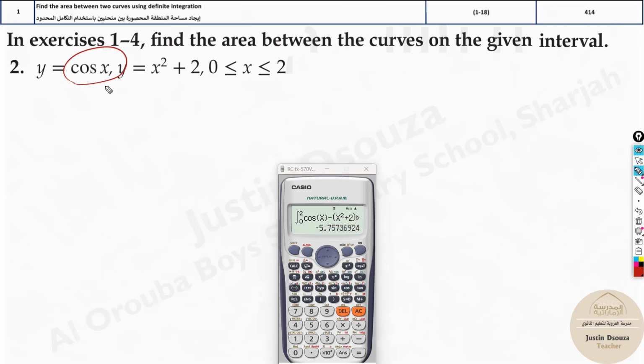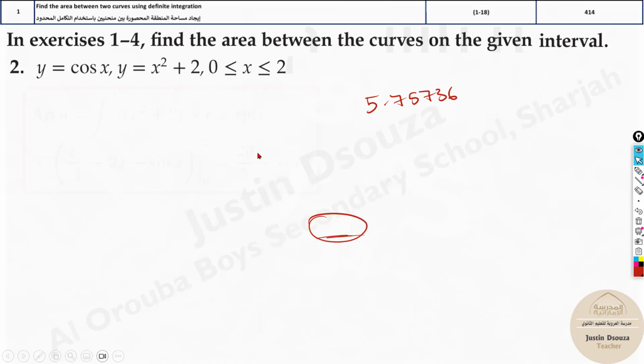Because this is the lower function. This is the upper function. But that's fine. I'm not going to bother about it because the 4 options will be given. Whichever has this is the correct answer. But most likely you won't have the answer like this. You will have it in some other form. Let me write this number. Ignore the sign, only 5.75736. Now look into the 4 options.